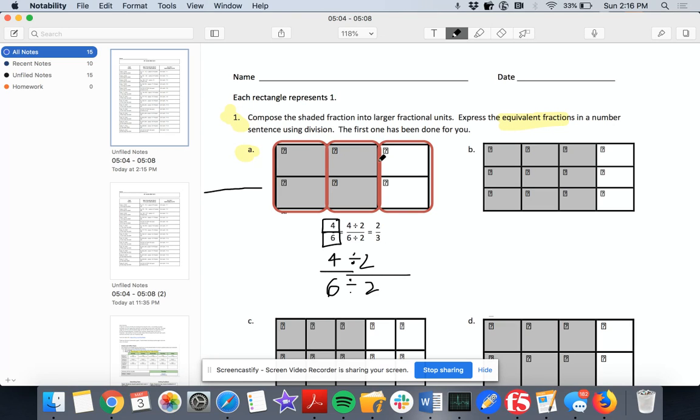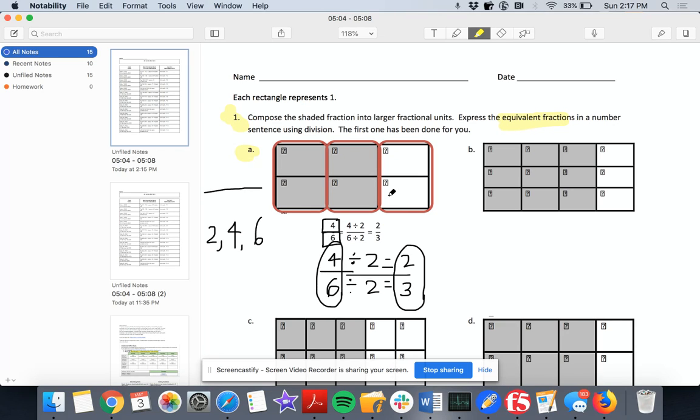Just to be sure of my division skills, I'm going to list my multiples. By skip counting, I know that 2, 4, 6. 4 divided by 2, that's 1, 2. 6 divided by 2, that's 1, 2, 3. So it is safe to say that 4 over 6, or 4 sixths, is equivalent to 2/3. And we can also showcase that in this area model.